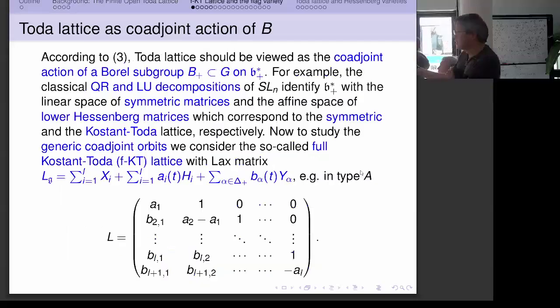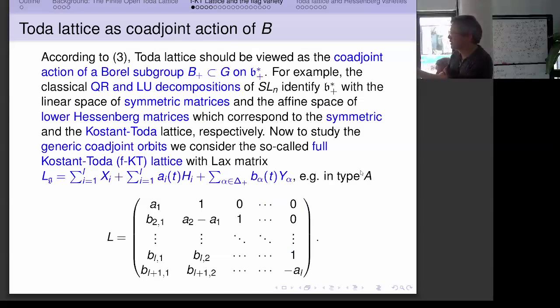If we consider it like that, we know that B plus has different realizations of its dual. If we just do QR factorization, then we can realize the dual of B plus as the symmetric matrices. That's actually what Professor Shabin was supposed to talk about. And here we're talking about another realization of its dual: lower triangular matrices shifted by these ones.